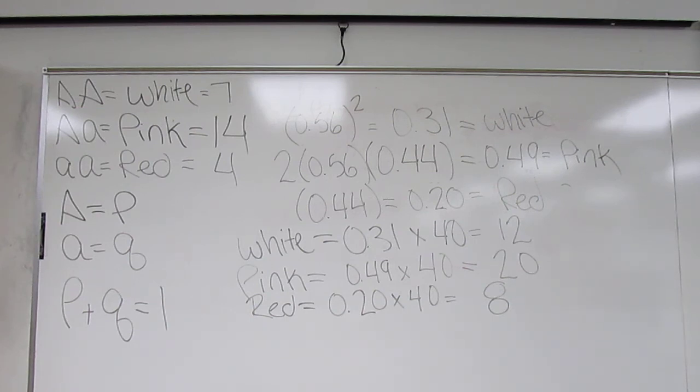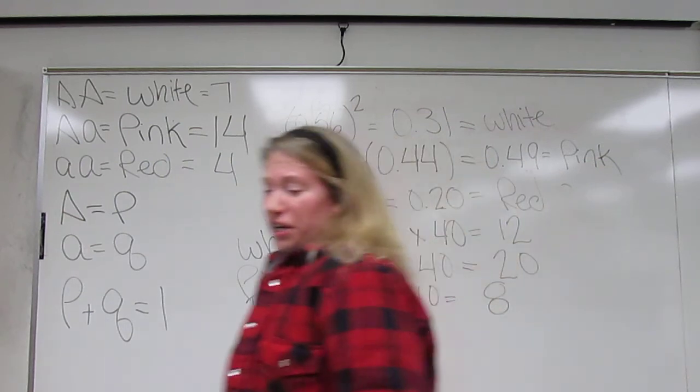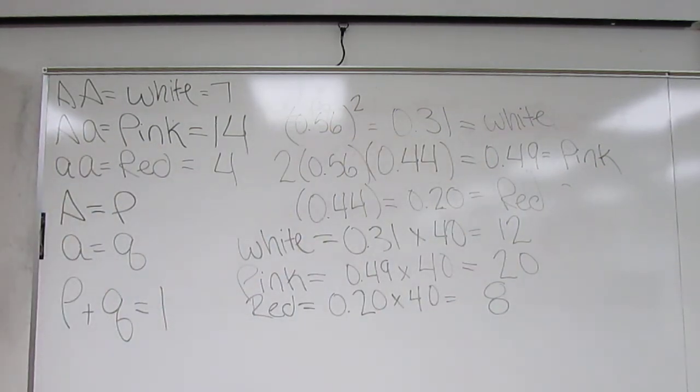So if we notice here, due to natural selection and our white, let's say it's an Arctic background, maybe it's snow, the white individuals are able to escape predation more easily because they blend in with the background.